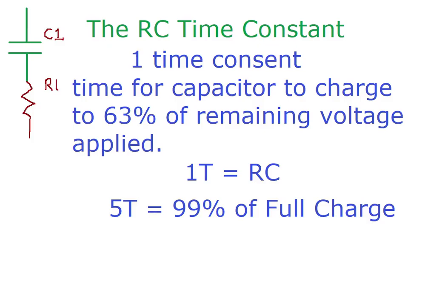Now, this works in both directions. So if I want to charge it, I have an RC time constant, and so maybe I want to charge something very quickly, and I have a 100 ohm resistor feeding the capacitor. It will charge very quickly.